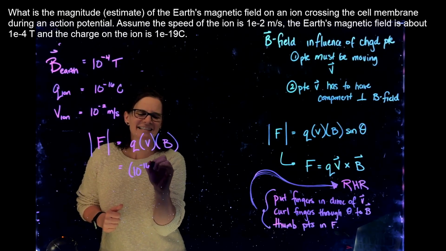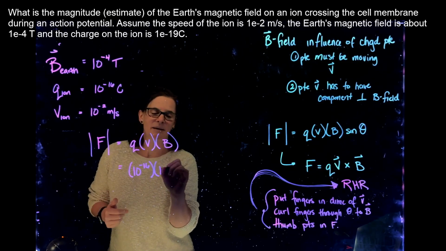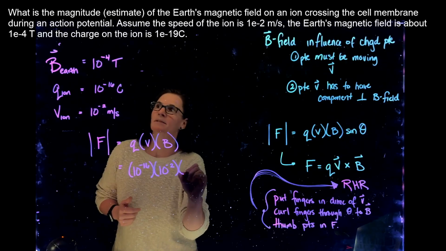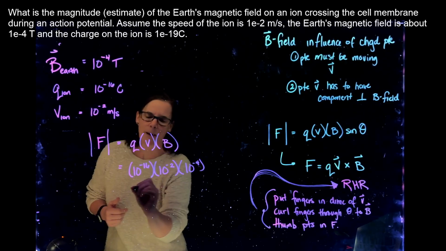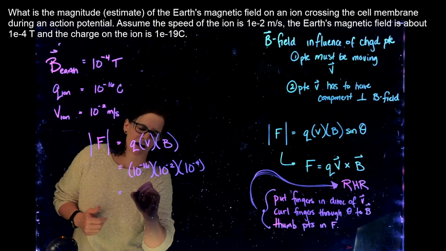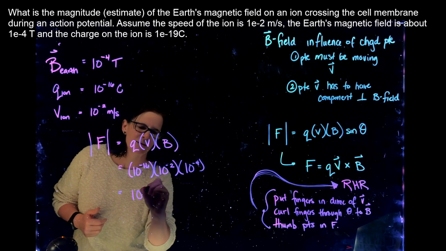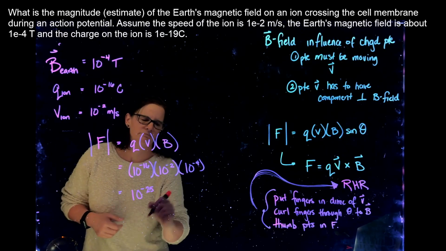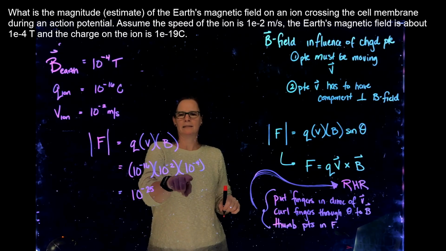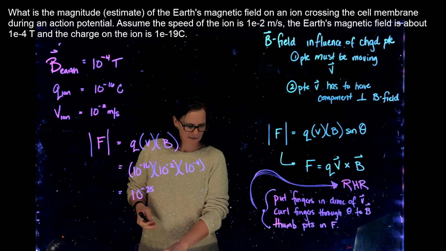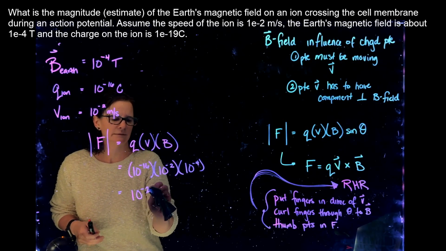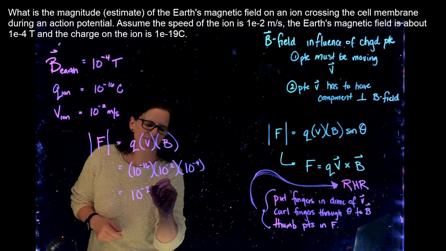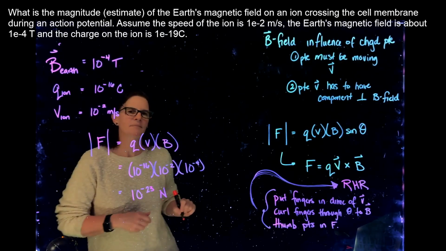10 to the minus 16 times 10 to the minus 2 times our field of 10 to the minus 4 gives an approximate force of 10 to the minus 23 Newtons, since we just add up the exponents.